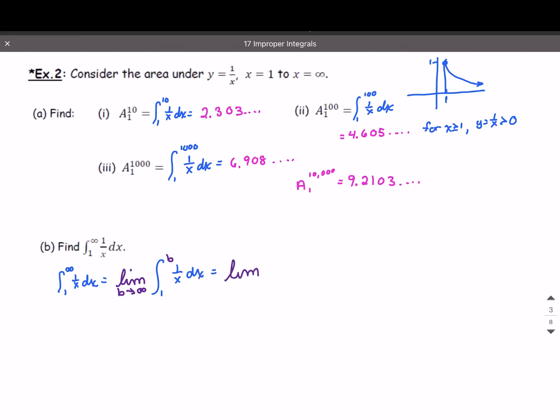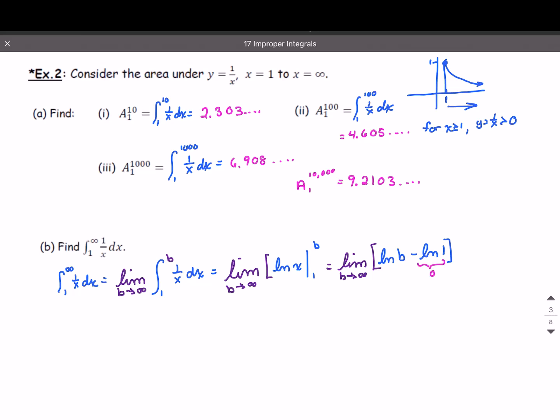So that's going to give us the limit as b approaches infinity of, now the antiderivative of 1 over x is the natural log of the absolute value of x, but I can drop my absolute value because I'm only dealing with x's that are greater than or equal to 1, and our x's are going from 1 to b. So now we're going to have the limit as b gets large without bound of, if we substitute in our upper limit, we have the natural log of b, minus, we substitute in our lower limit, the natural log of 1. Now, the natural log of 1, that's easy.